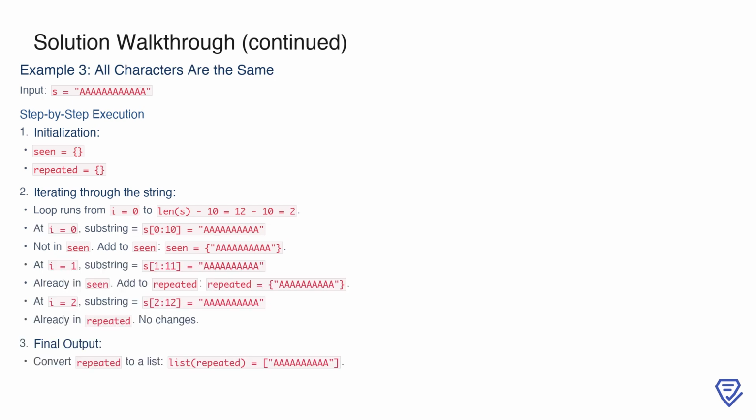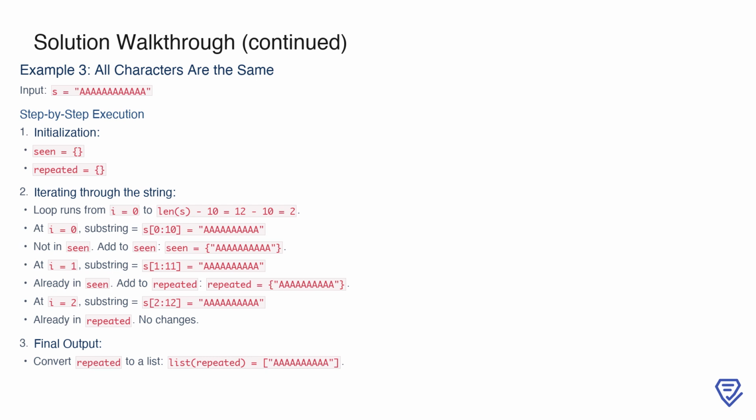In this example, we examine the case where all characters in the input string are identical. The string provided is AAAAAAAAAAA, and we're tasked with finding repeated 10-character substrings. As before, we initialize the seen and repeated sets to empty. The loop runs from i equals 0 to i equals 2, allowing us to extract 3 substrings of length 10. At i equals 0, the substring is AAAAAAAAAA, which is new, so we add it to seen.